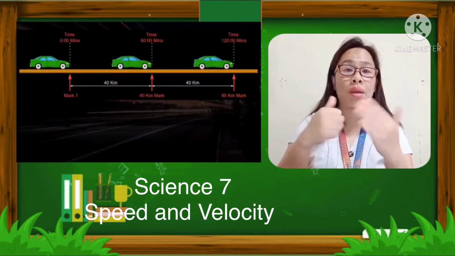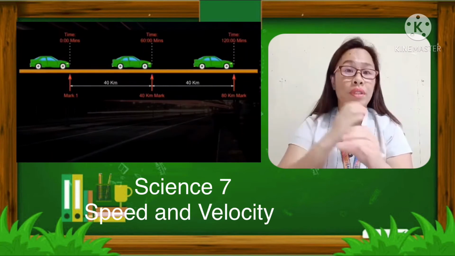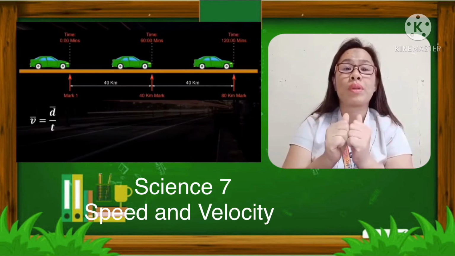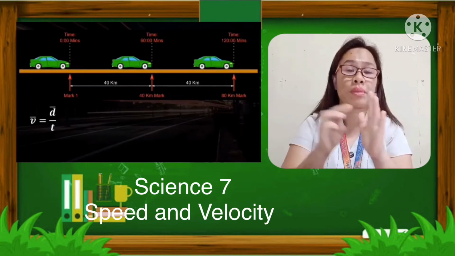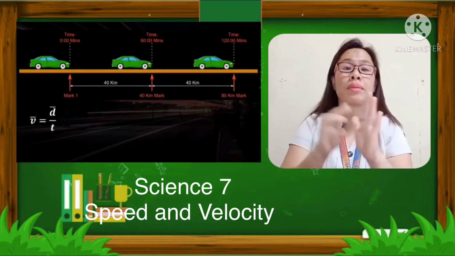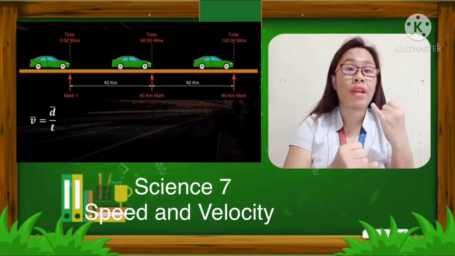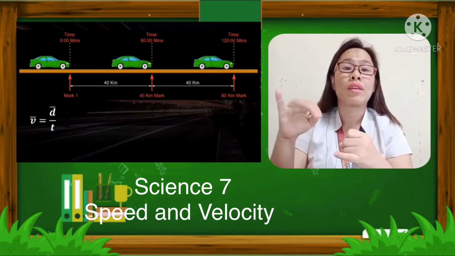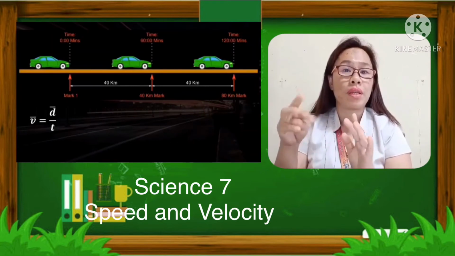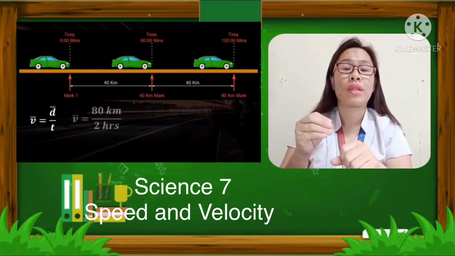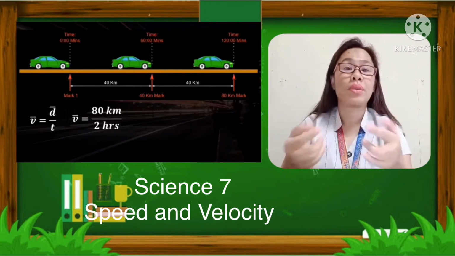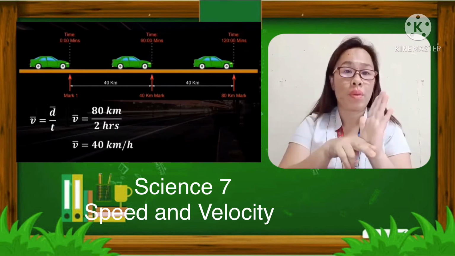Halimbawa, let's find the average velocity of this green car. To find the average velocity, we simply use the formula average velocity equals displacement over time. Paano nga ulit hahanapin ang displacement? It is simply the difference between the final point and the initial point, or 80 minus 0, making the displacement 80 kilometers. And the time is 120 minutes or 2 hours. We have 80 kilometers divided by 2 hours, which results to 40 kilometers per hour.